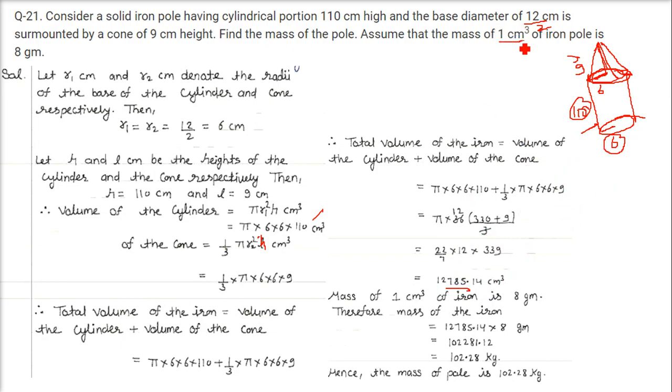Now 1 centimeter cube of iron is 8 grams. So this much centimeter cube will be what? Just multiply this with 8 gram. And this will be this many grams. Now in order to find out in kg, just divide it by 1000. You get 102.28 kg. This is the mass of the pole.